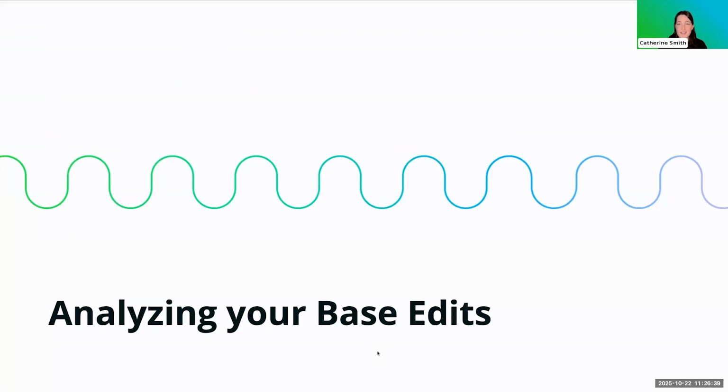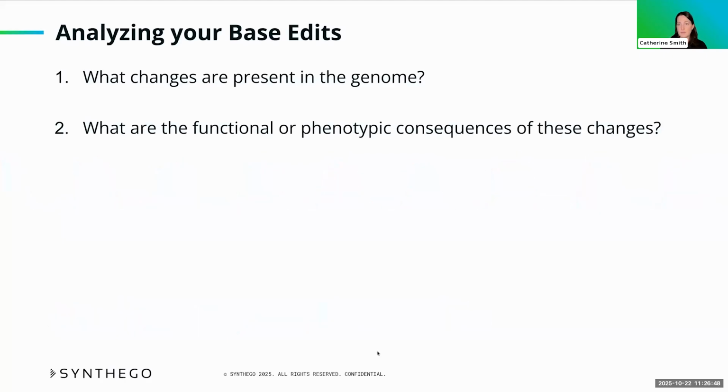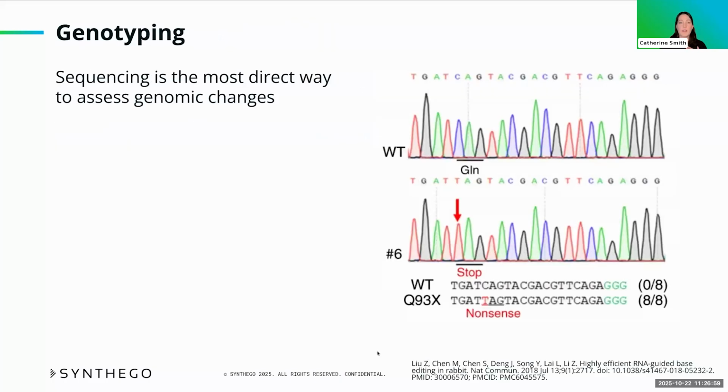Once you've completed some edits, you will need to analyze your base edited cells. As for other CRISPR edit types, we recommend a two-pronged strategy for analyzing editing. First, you'll want to understand the edits that are present in the genome, and you'll also want to confirm the functional or phenotypical consequences of these edits. Genotyping via sequencing is the most direct way to assess editing in your cells, and so we will always recommend that you genotype by sequencing to understand what's happening at the genomic level.